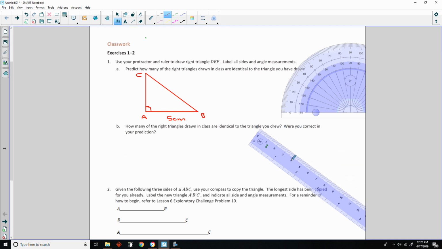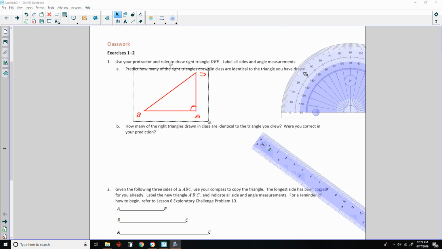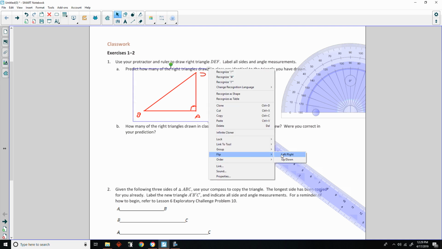Well, in answering the question, how many are exact, what does it say? Predict how many of the right triangles drawn in class are identical to the triangle you have drawn. Well, if you're not talking about distance, and you didn't put that there, then they would all look like this, or they could be reflected. So it could look like this. It could get flipped like so. Of course, my C and my B are backwards, but it could look like this as well. You could have gone the other direction. Either that, or I'll flip it back.